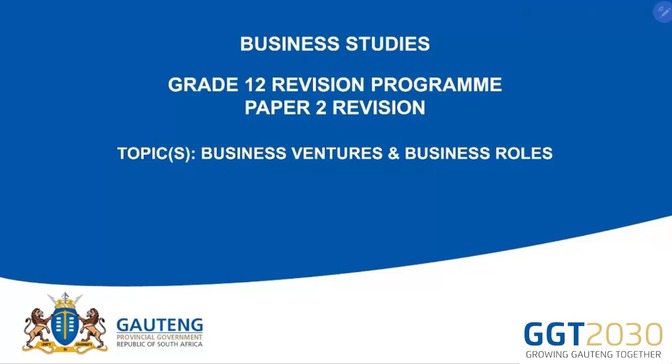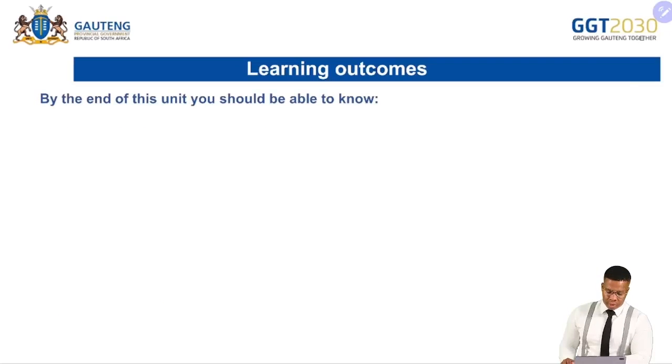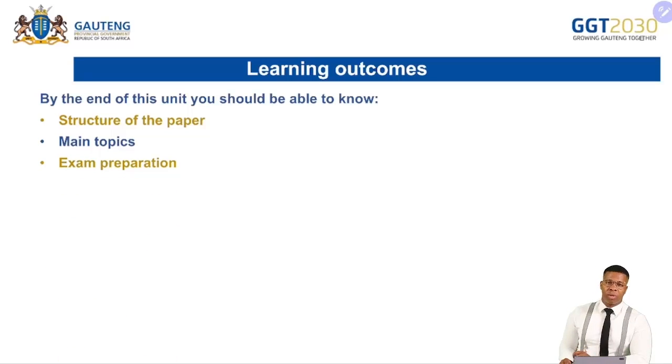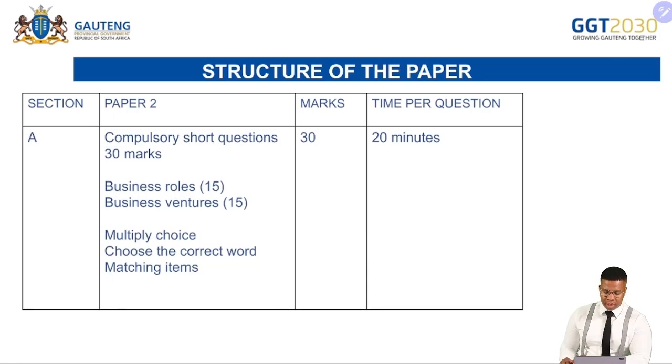Now, let us look into our learning outcomes. By the end of this unit, we should be able to know the structure of the paper, very, very important. We should also know the main topics that will be assessed in your paper too, and we will be doing exam preparation. We'll be looking into section B questions to say how can you identify from the scenario, how can you identify from your statements, and how should you go about completing your direct questions. And also important is to note the scaffolding of questions. We'll be looking into saying how will you be assessed and what are the possibilities of you being assessed in a particular way. Now, let's start with the first aspect, because remember we have to cover a lot with your business venture and business role.